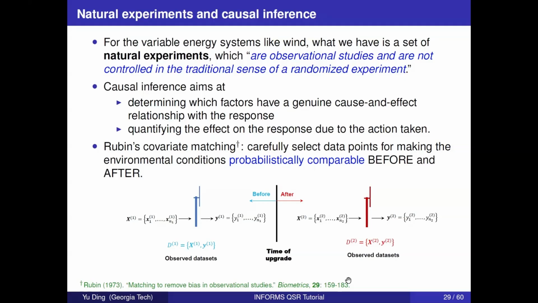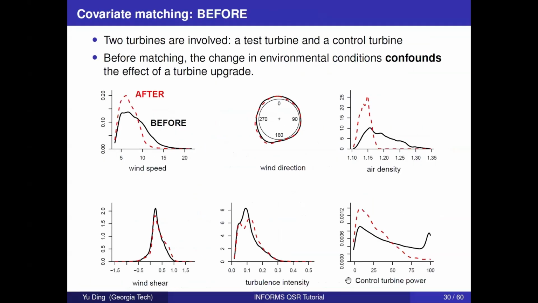And Rubin's idea, 50 years and going strong. He said you need to carefully select the data points for making the environmental conditions probabilistically comparable. Okay, it's not really deterministically comparable, but probabilistically comparable. So here, to give you a sense of this, we use two turbines. One is called the test turbine, another the control turbine.